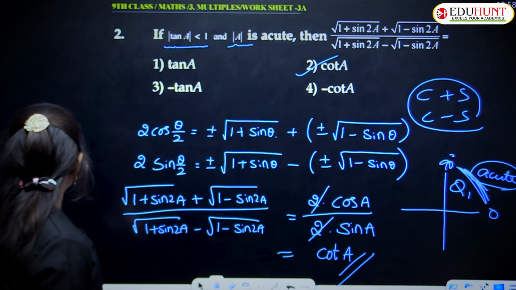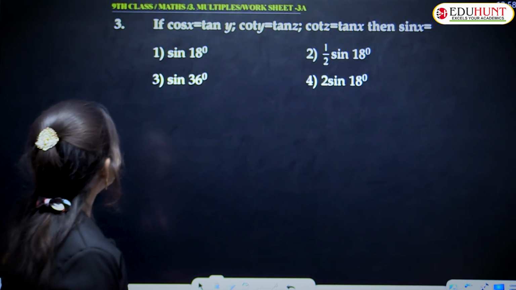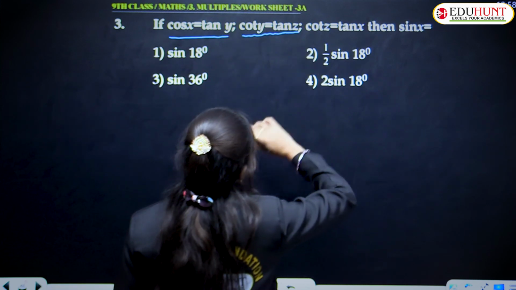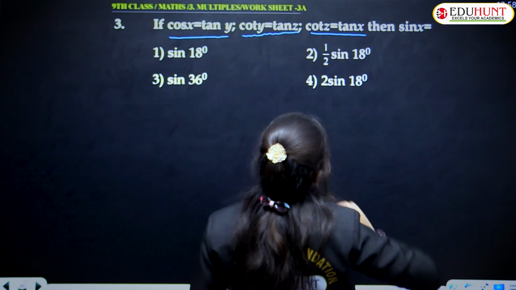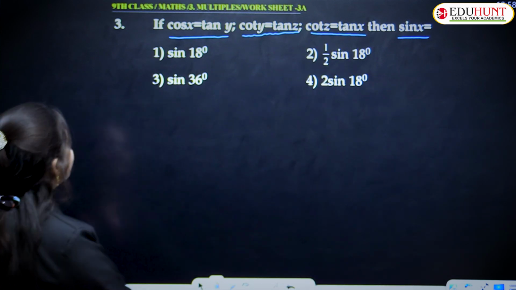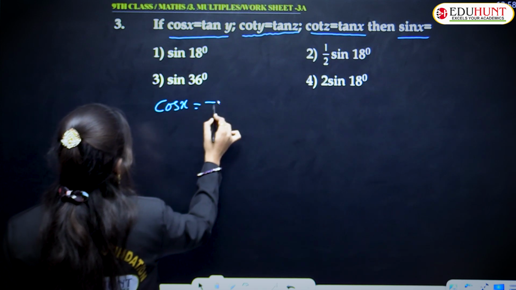And the third question, see the next question here: if cos x is equal to tan y, cot y is equal to tan z, cot z is equal to tan x, then they are asking the value of sin x. Okay, so let us see that. What they have given here? Cos x is equal to tan y.